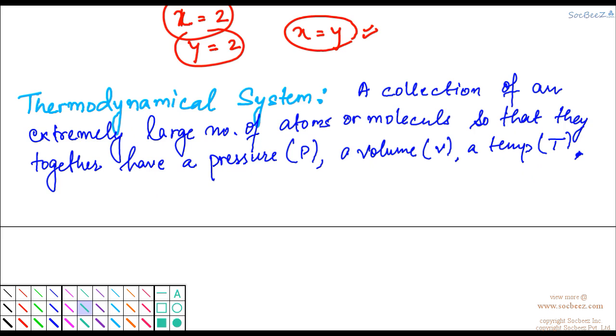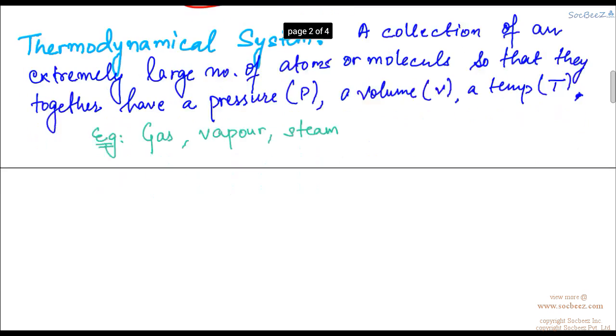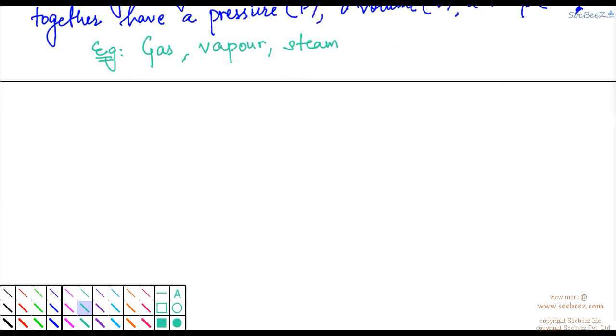So what can be examples of a thermodynamical system? Like a gas. A gas has a definite temperature, pressure and volume attained whenever it's kept in something. Another example could be vapors, steam, etc. So these are the kinds of thermodynamical systems we are dealing with.